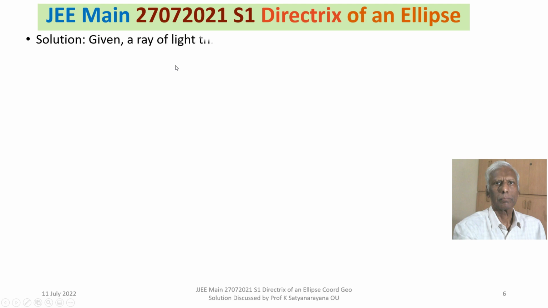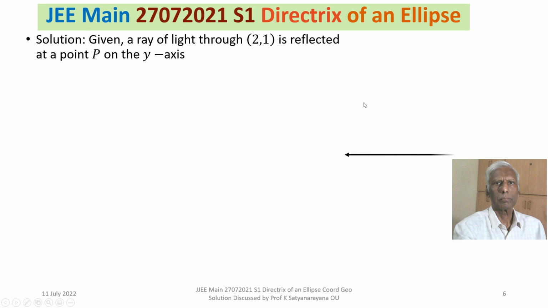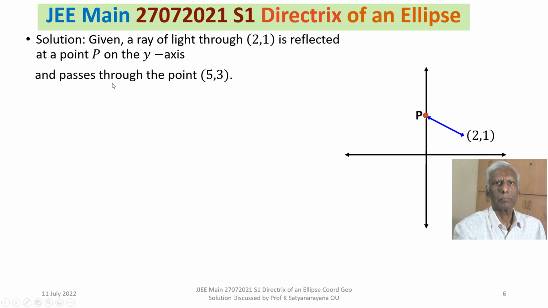Solution. We are given a ray of light through the point (2, 1) reflected at a point P on the y-axis. Let's look at the diagram. X-axis and y-axis intersect at the origin. The ray of light through (2, 1) is reflected at a point P on the y-axis, and the reflected ray passes through the point (5, 3).